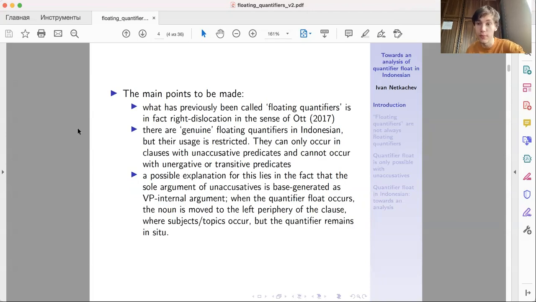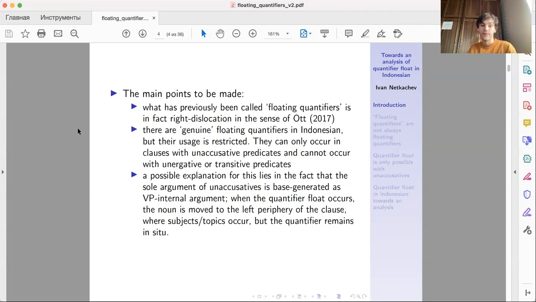First, I will show you that in Indonesian, what has previously been called floating quantifiers is in fact right dislocation in the sense of Denisot. And also there are indeed floating quantifiers in Indonesian, but their usage is restricted because they can only occur with unaccusative predicates, and they cannot occur in clauses with any other kind of predicate.